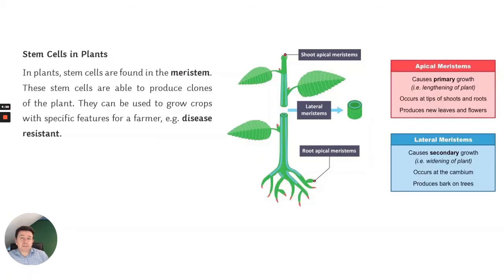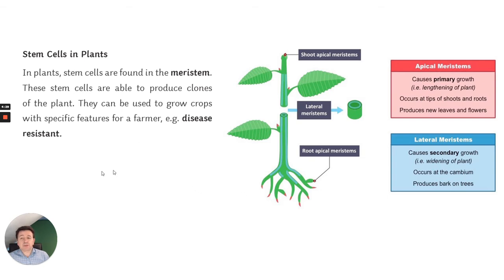So stem cells are also found in plants. So they are found in what we call the meristem. Now, there's a lot of information here. You don't need to know all of this information. All you need to know is that the meristem is basically the areas of growth in the plant. So wherever there is growth, so the top of the stem, for example, to produce new leaves, or in the stem itself, or actual growth within the roots to make the roots longer.